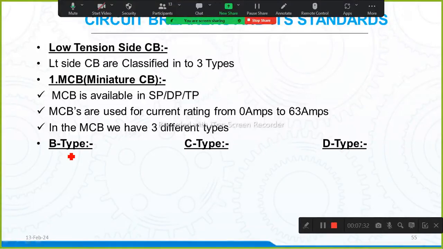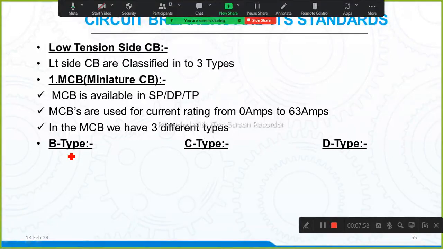If your current rating on the low tension side is from 0 ampere to 63 amps, then we only go with MCB. And in MCB, we have three types again: B type, C type, D type. B type is used for resistive loads, guys. For example, in the market you will get a 20 amps B type, you'll get a 20 amps C type also, you'll get a 20 amps D type also.